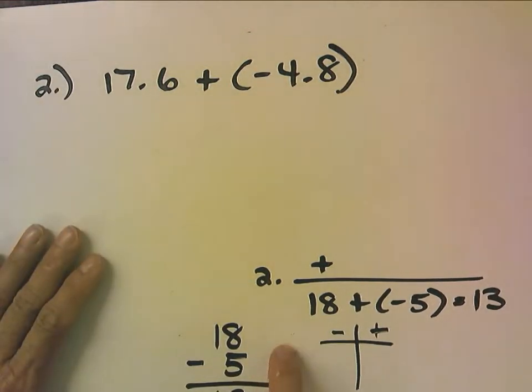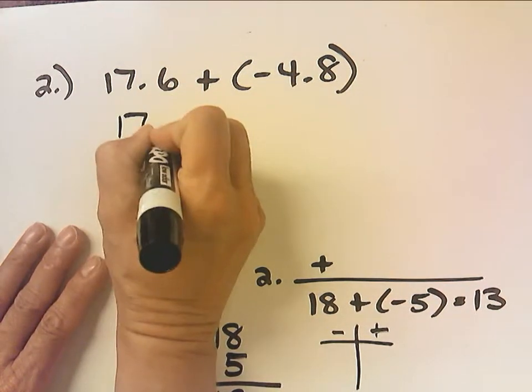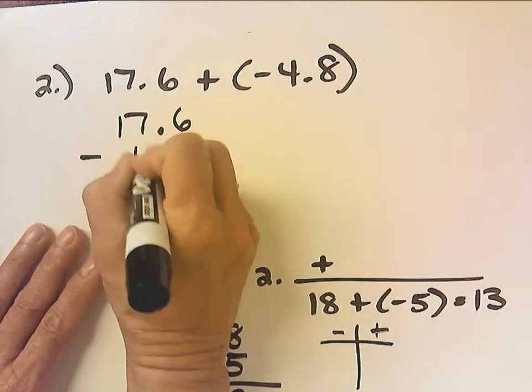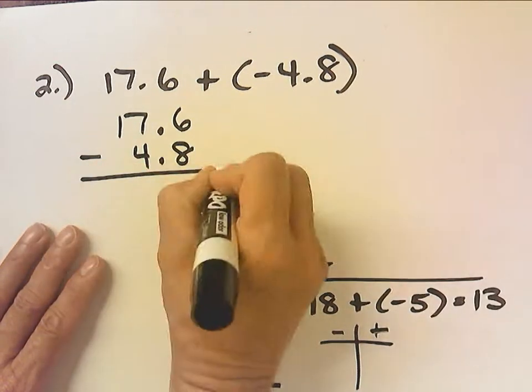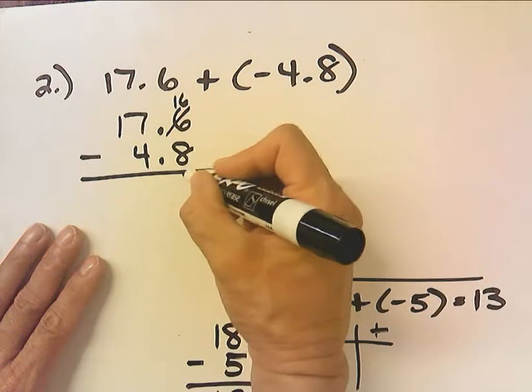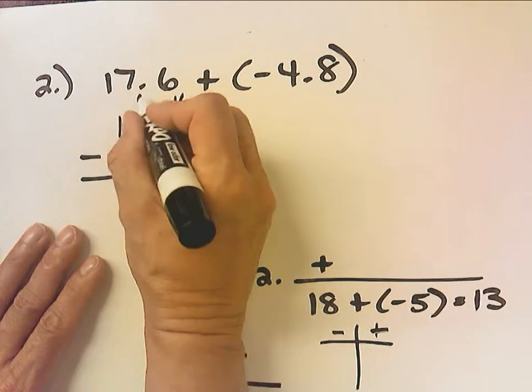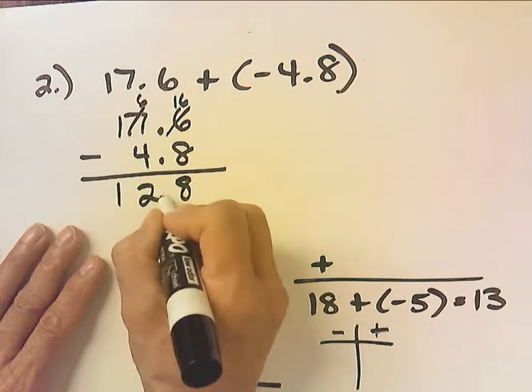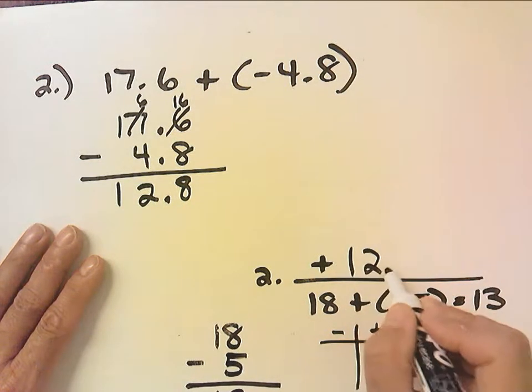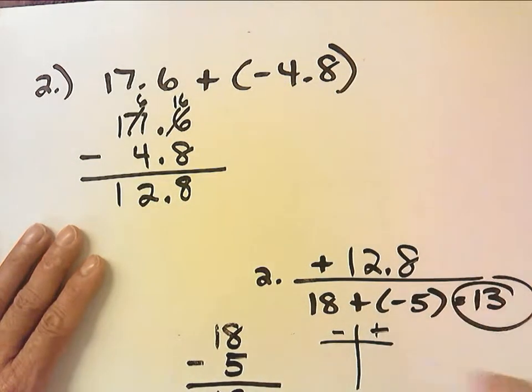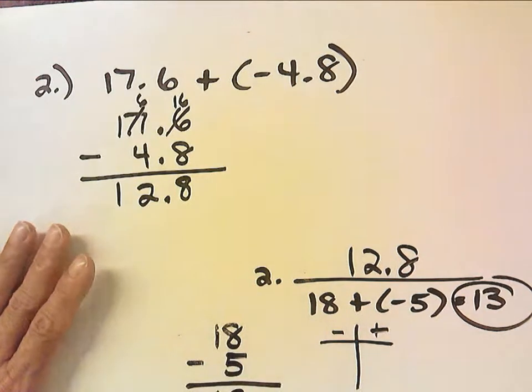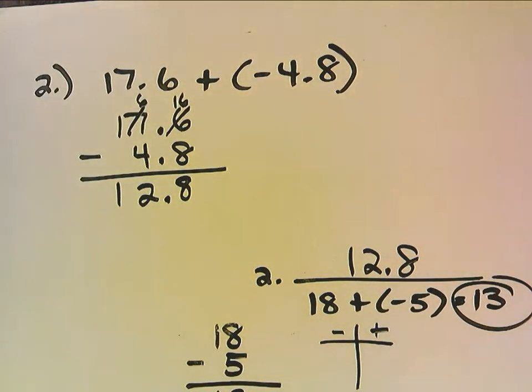But what I see is I take the big number and I subtract the small number. So I take 17.6 and I subtract 4.8. And when I do that, 16 minus 8 is 8. 6 minus 4 is 2. And I get 12.8. Very close to my 13. Now I can erase the plus, because in general we don't put the plus down, but I wanted to put the plus down so I know that I thought about the sign.